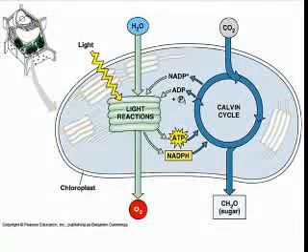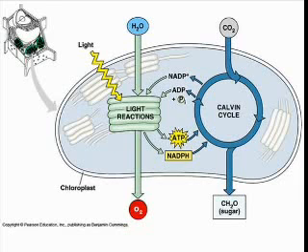Photosynthesis is made up of two sets of reactions, the light reactions or light-dependent reactions, which power the dark reactions, light-independent reactions, or the Calvin cycle. As you can see here in this slide, light reactions occur in the grana of the chloroplast, and the dark reactions, Calvin cycle, or the light-independent reactions occur in the stroma of the chloroplast.